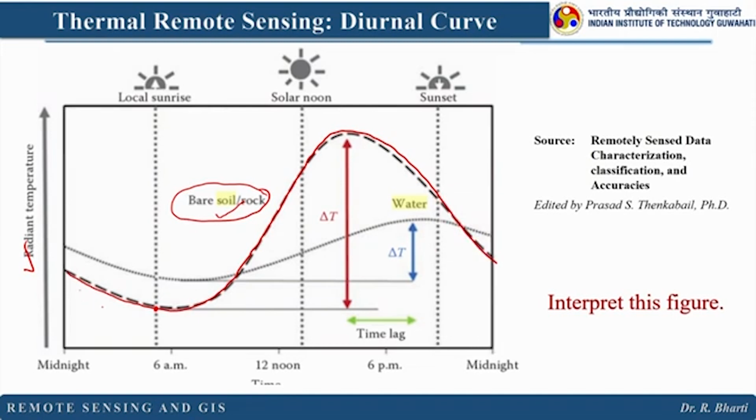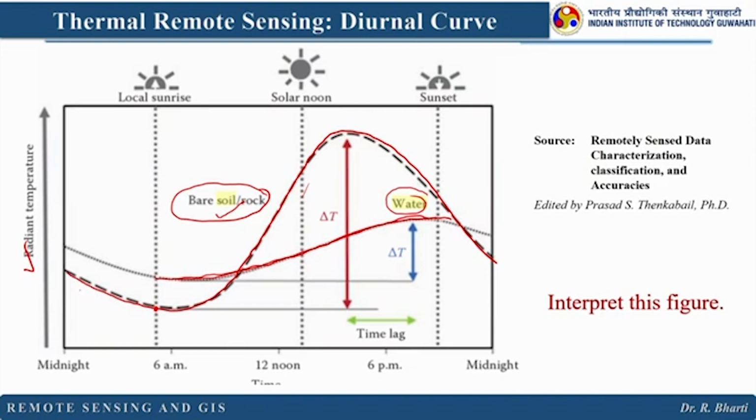So if you can monitor this heating and cooling curve for bare rock and soil, that will give you some information about the material composition, right? Now let us see the other example. In case of water, you can see this is the curve, right? So how are they different from each other?